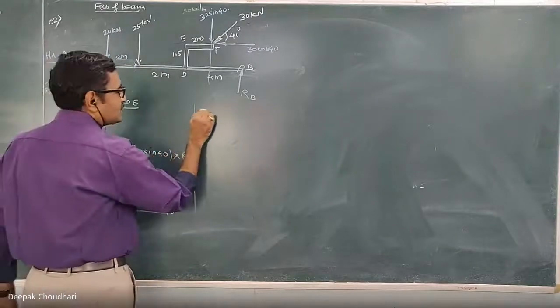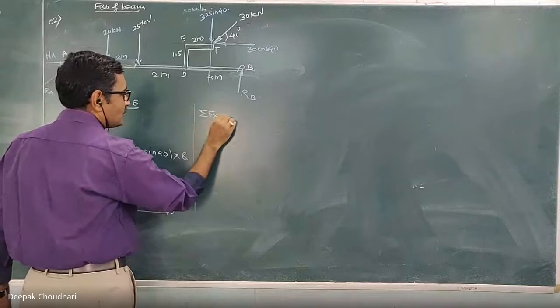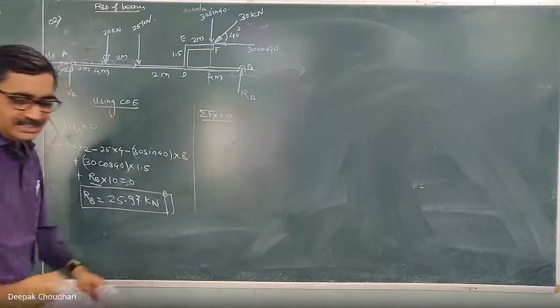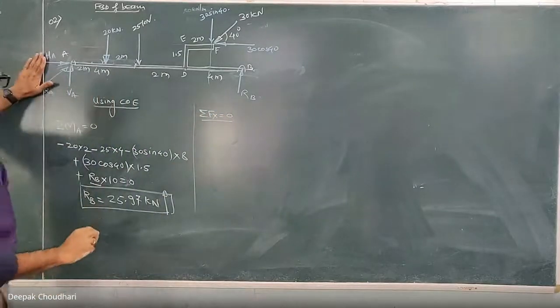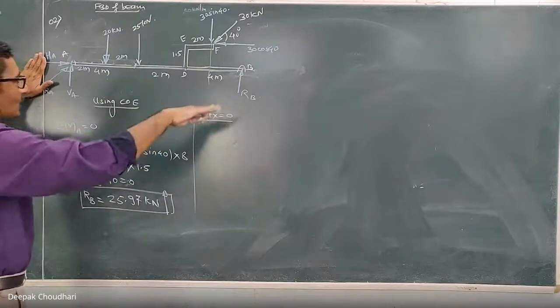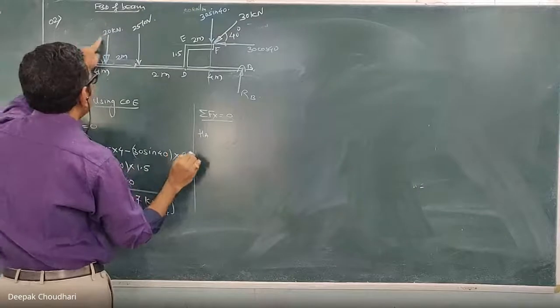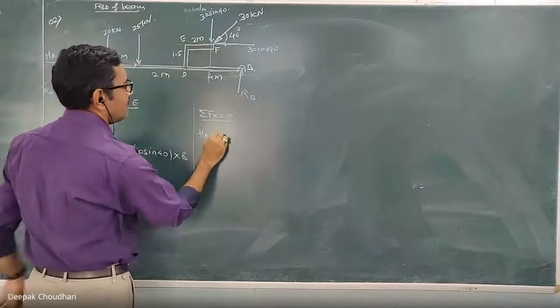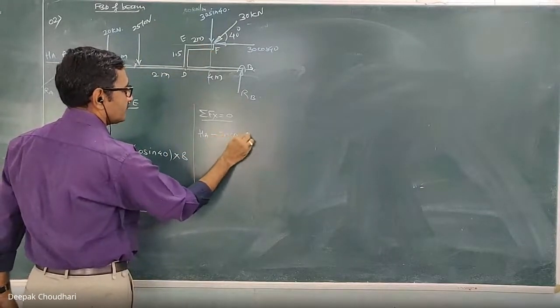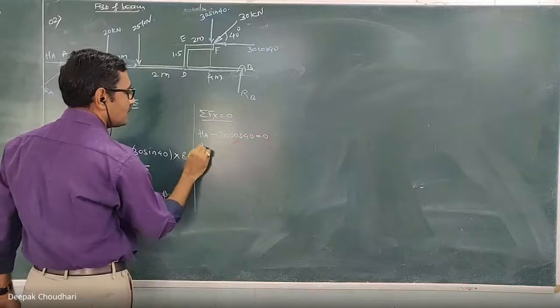Now use the other condition of equilibrium. Let's consider summation of Fx equal to 0. First write the condition and then write the equation. Let's start from left. It is a summation of only horizontal forces. Force towards right positive, so HA. Then which is the horizontal force? This force: minus 30 cos 40 equal to 0. From this you will get HA.